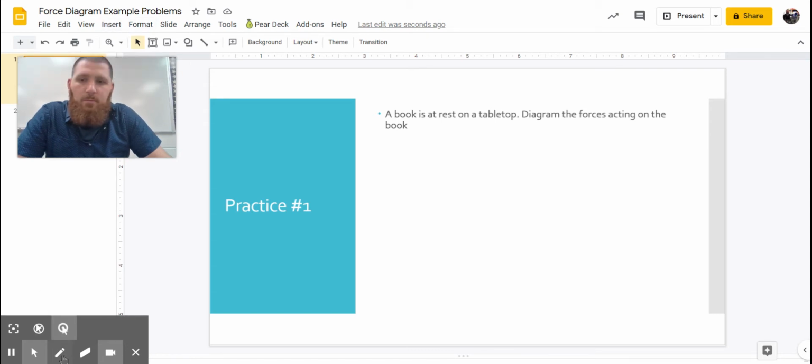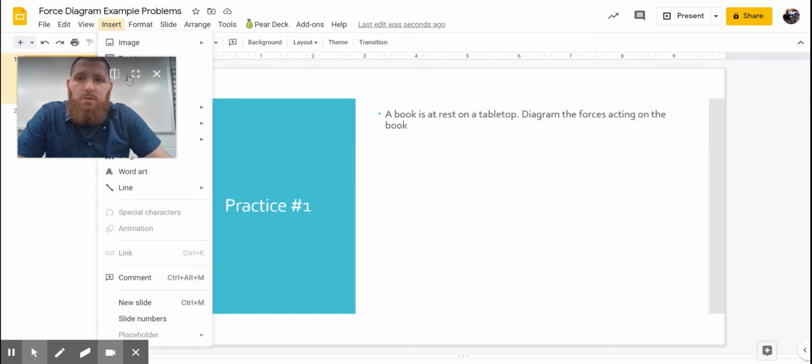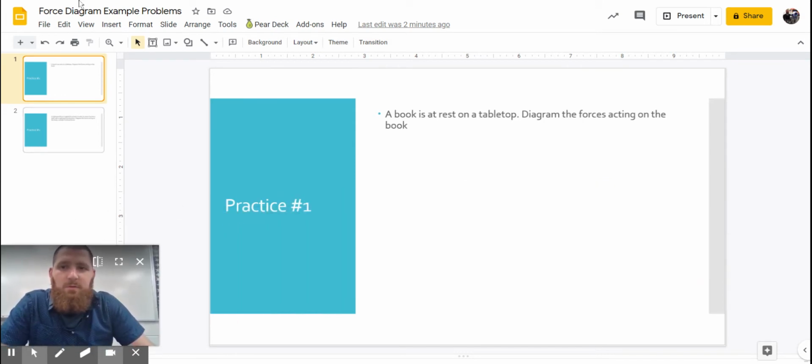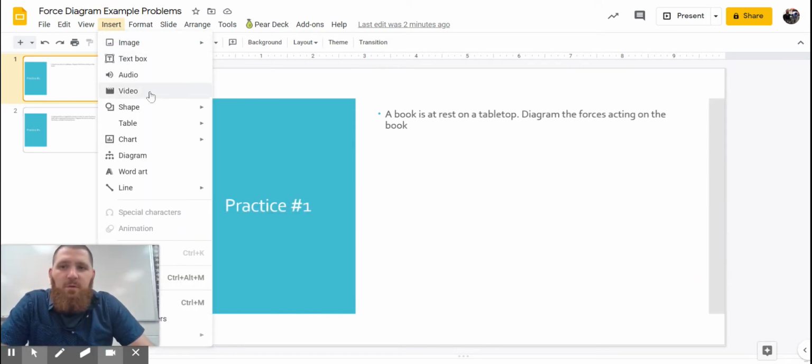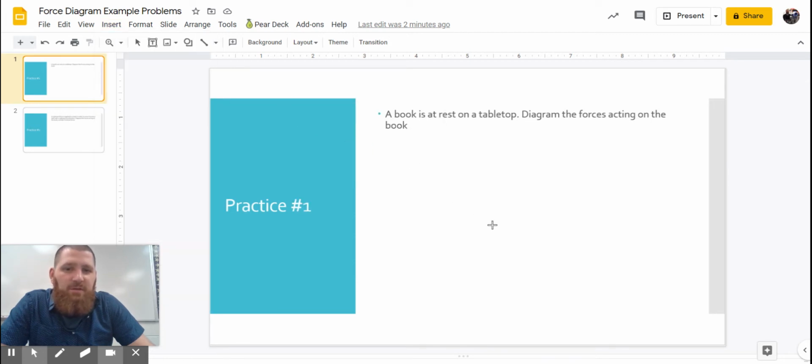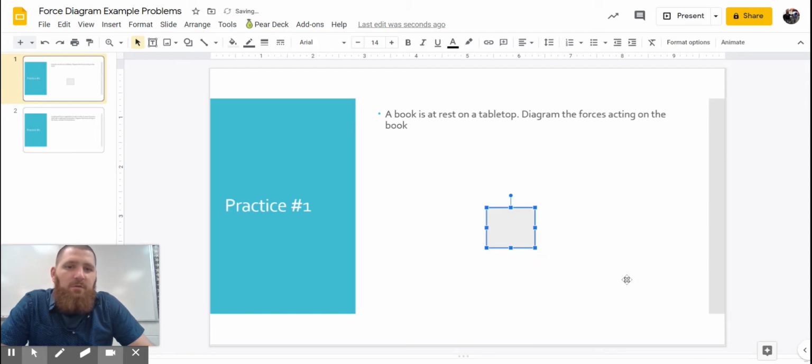Let me get my video out of the way, I'm covering up the drop-down menu. So we're going to click Insert. We're going to go to Shape. We're going to choose a box because, as I said in our notes, all objects are going to be represented by boxes. There's our object right there. That's our book resting on a tabletop.